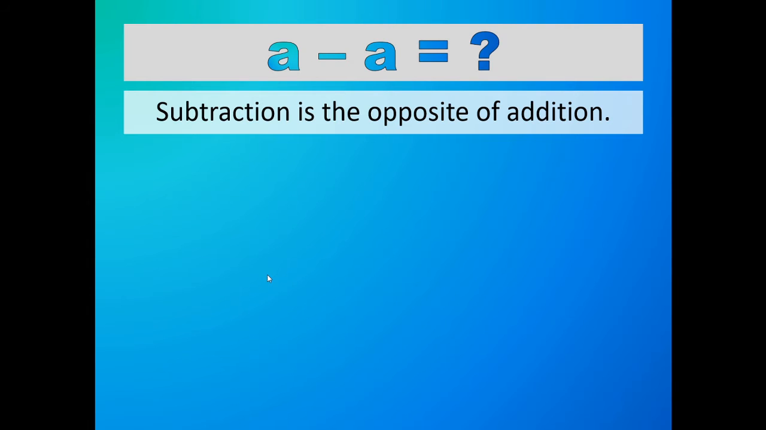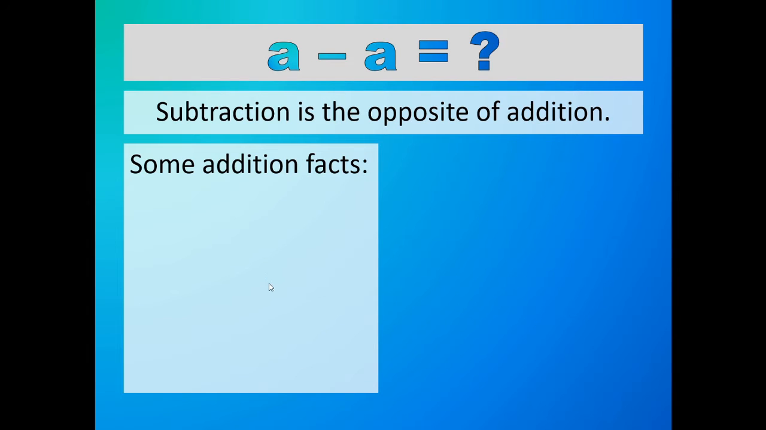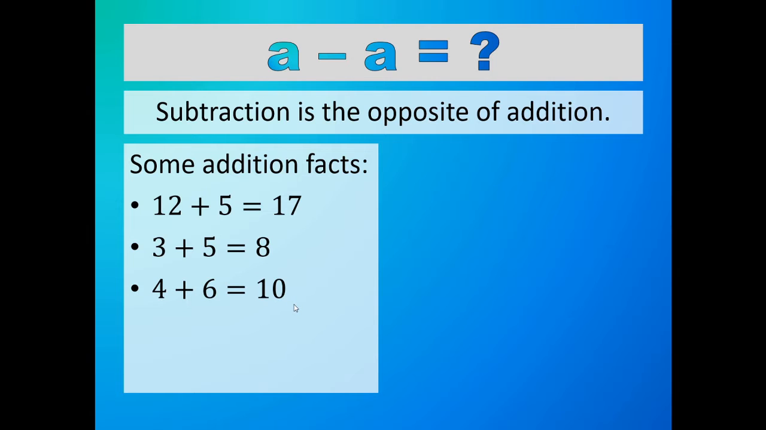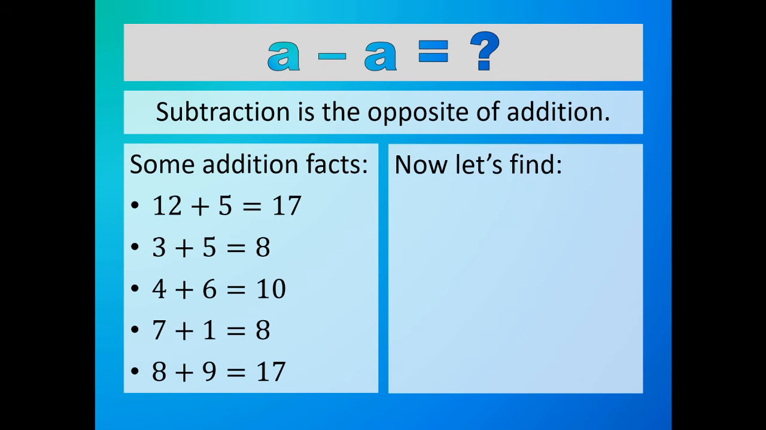Subtraction is the opposite of addition. Here are some addition facts. 12 plus 5 is equal to 17. 3 plus 5 is equal to 8. 4 plus 6 is equal to 10. 7 plus 1 is equal to 8. And 8 plus 9 is equal to 17.